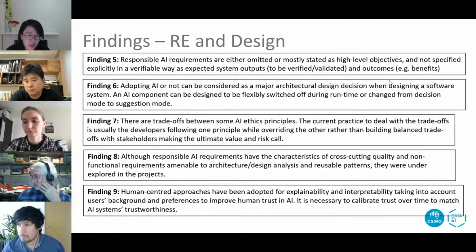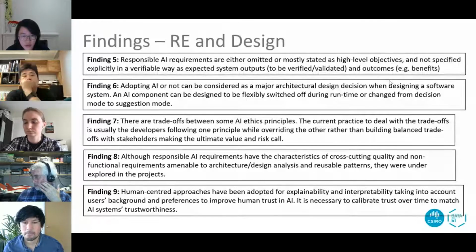The next one is about trade-offs between different principles, like between privacy and accountability, or between privacy and reliability. So the current practice is just follow one principle but override the other one. So we could consider to use design patterns to deal with these trade-offs, just like trade-offs between different software qualities.